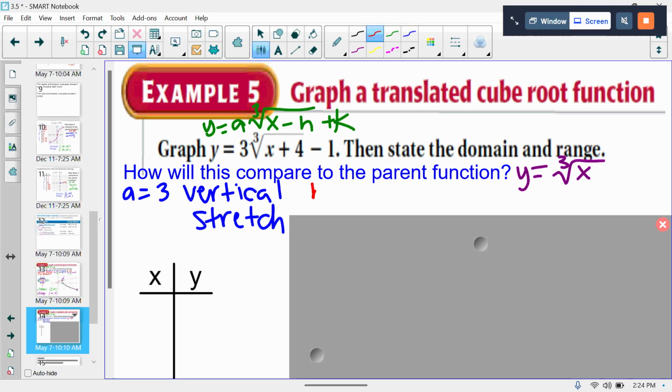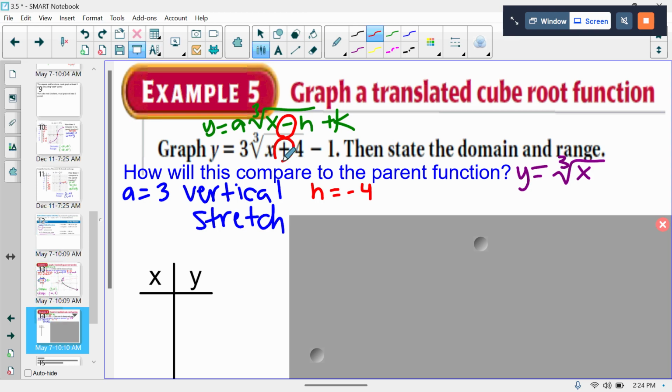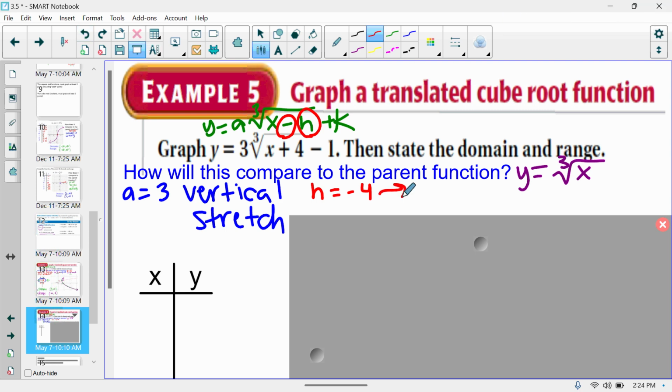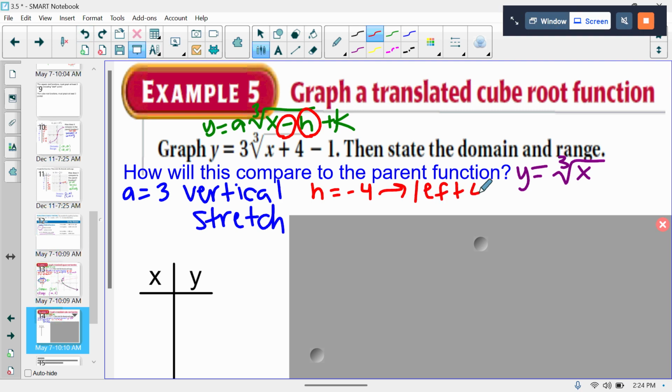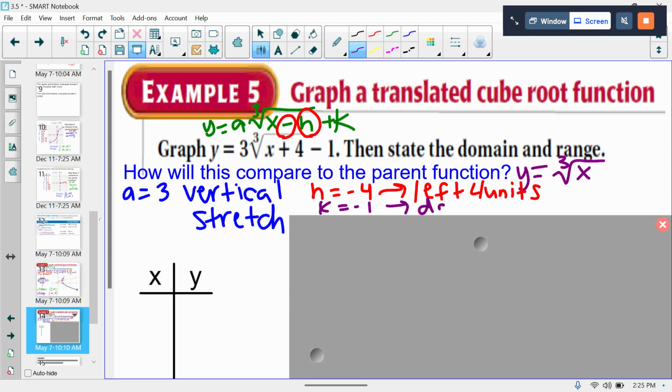So then H is -4. Again, you have to be careful because it looks positive, but remember how the formula has a minus, but see the plus? The only way a minus could turn into a plus is if this were a -4. Minus a -4 would make it turn into plus. That's how I know it's -4. What that's going to do is shift the graph to the left 4 units. Okay, and then K is -1. So it's going to shift the graph down 1 unit.